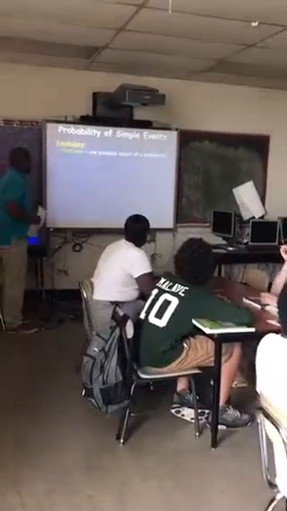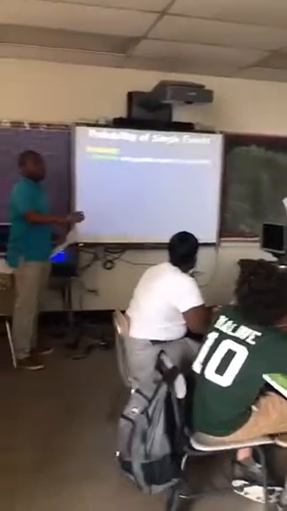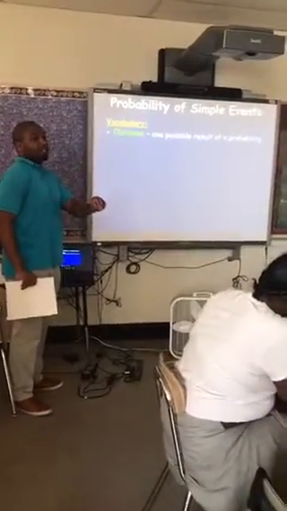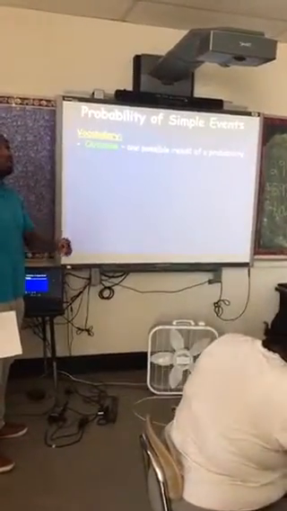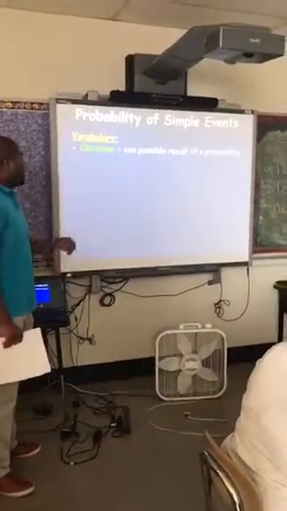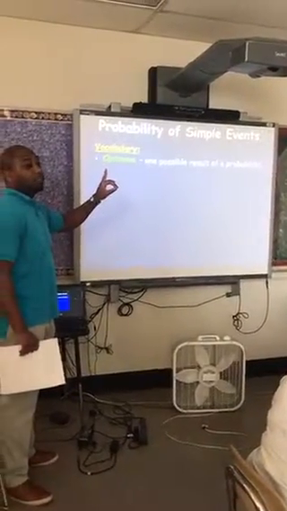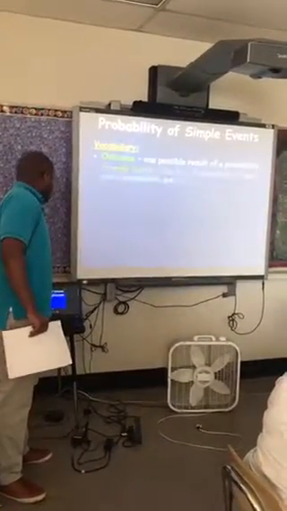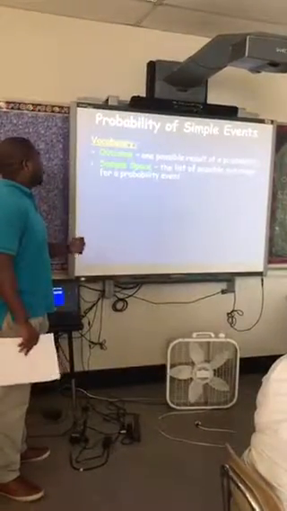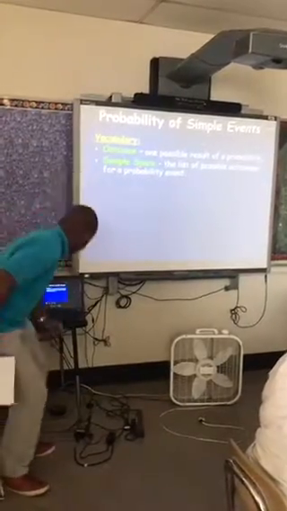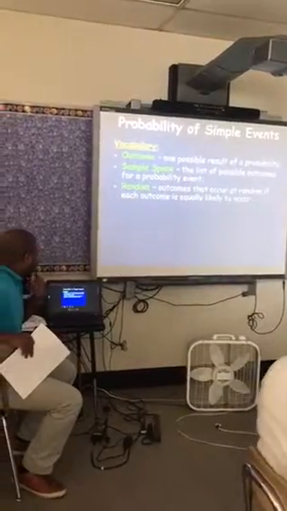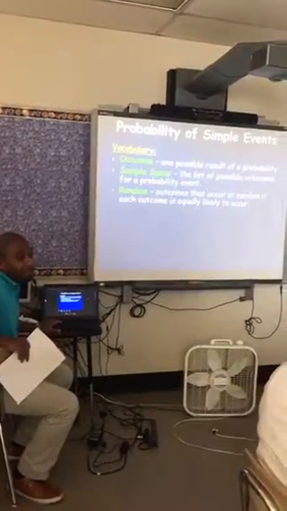So here's some vocabulary that we need to understand. You can jot down. I know you will probably have some of those definitions in the textbook under module, lesson 1, but on the sheets of paper you can write this down because it's going to come in handy. The outcome is one possible result of the probability. Sample space is the list of possible outcomes for a probability event. Random: outcomes that occur at random if each outcome is equally likely to occur.